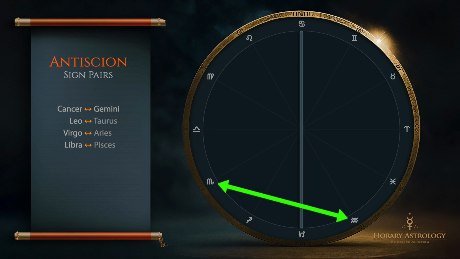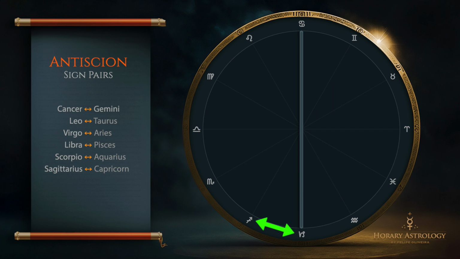Scorpio's Antiscion is Aquarius, and vice versa. A planet in Scorpio has its Antiscion in Aquarius, and a planet in Aquarius has its Antiscion in Scorpio. Sagittarius' Antiscion is Capricorn, and vice versa. So, a planet in Sagittarius has its Antiscion in Capricorn, and a planet in Capricorn has its Antiscion in Sagittarius.